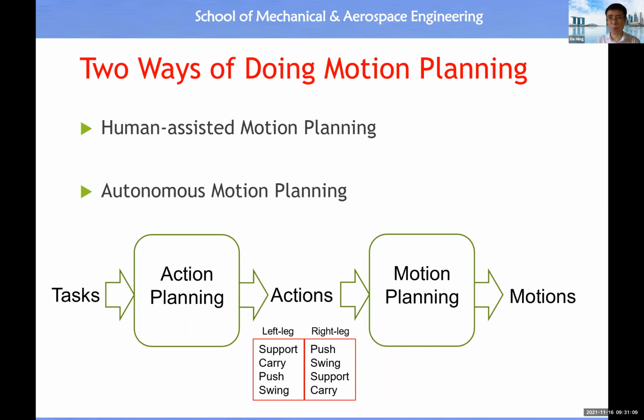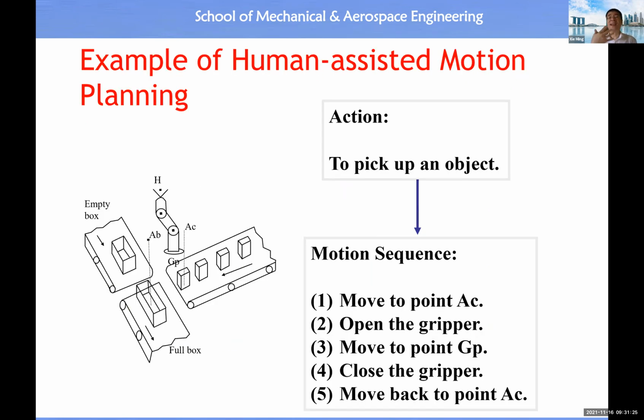All right, so there are two ways for us to do motion planning, or for the robot to do motion planning. One is to leverage on human assistance. And the second one is to leverage on the robot's intelligence. Okay, so if we leverage on human assistance, then this should be quite easier. For example, any human being can understand this action description to pick up an object at a specific location.